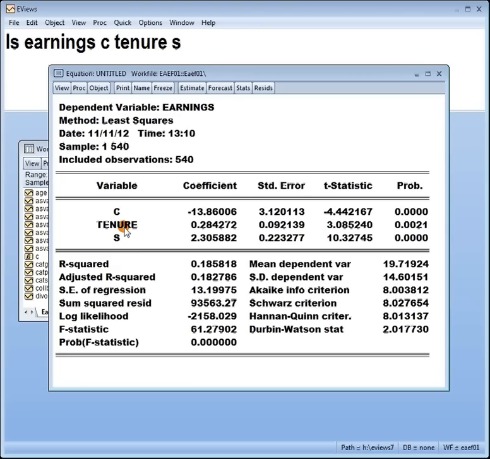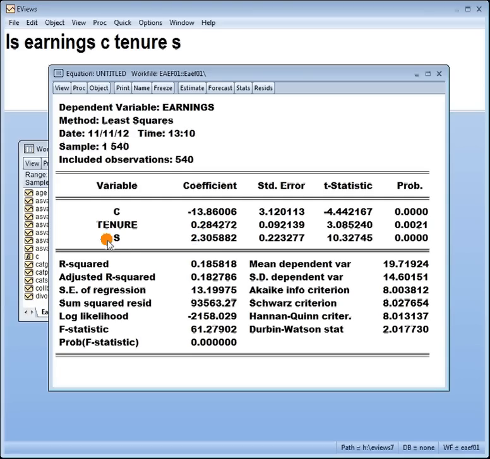Now, putting in the units, this is the correct way to say it. For an additional year spent in a company, predicted earnings will increase by about $28 a year. Okay, so $28 as opposed to $0.28, because I'm saying earnings, say, is measured in hundreds of dollars a year. Say it one more time. For an additional year spent in the company, predicted earnings will increase by $28 a year, holding years of schooling fixed.